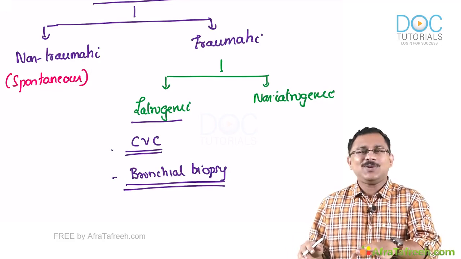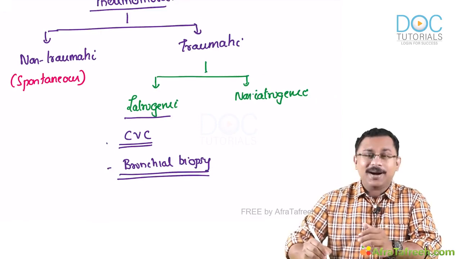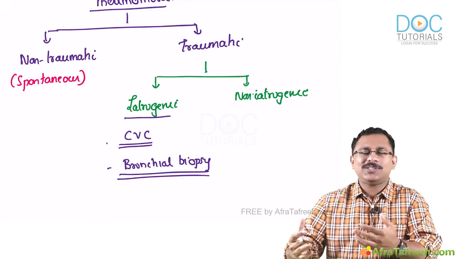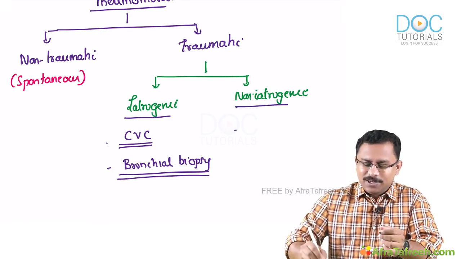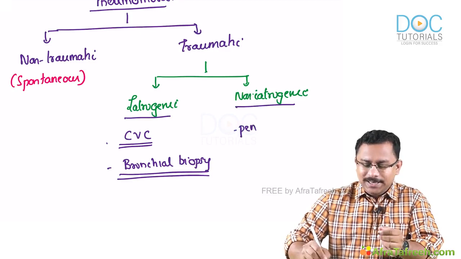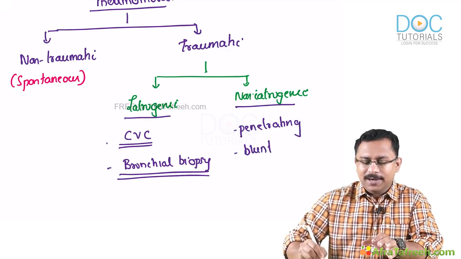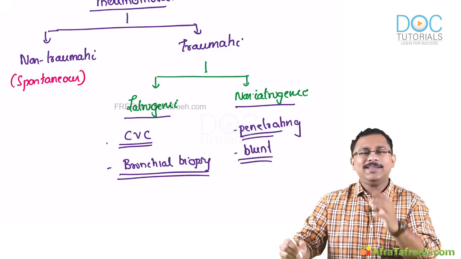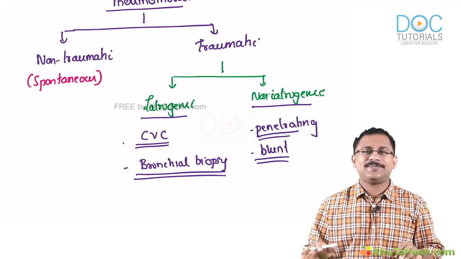The non-iatrogenic pneumothorax can be as a part of, say, trauma due to some road traffic accident. This again can be because of either a penetrating injury or because of a blunt trauma as well.